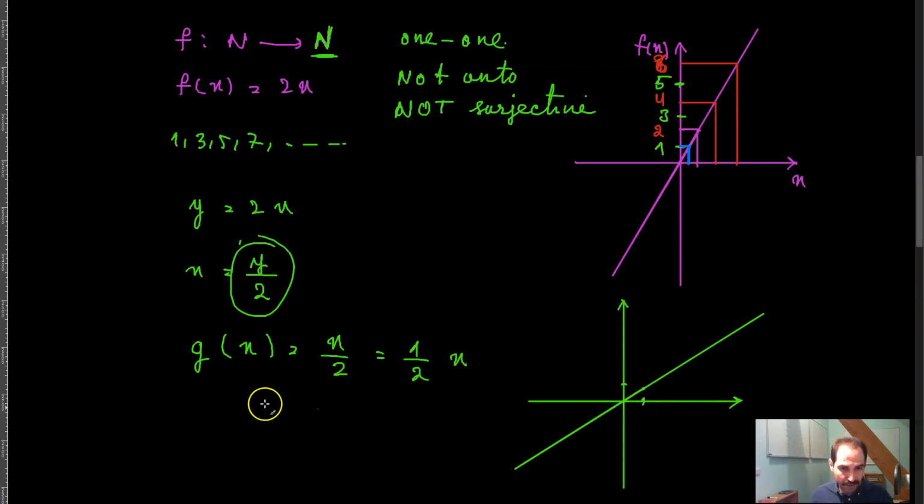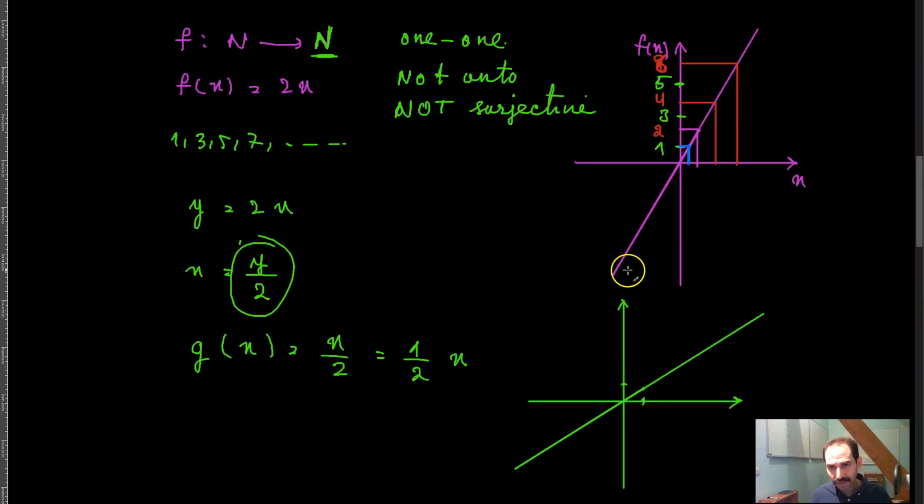Meaning that when you find the inverse of a function, then basically the range, the codomain of this function becomes the domain of the inverse function. And the domain of this function becomes the codomain of the other function that you find.